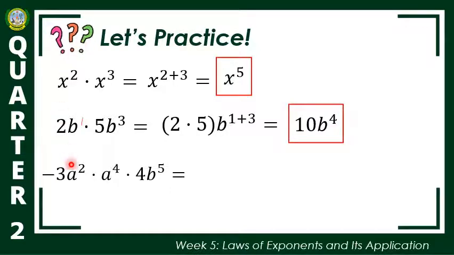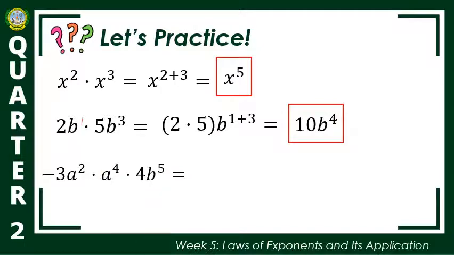Next. So, what if we have negative 3a squared times a to the 4th power times 4b to the 5th power? So sabi ko nga po, isa-separate po natin yung mga numerical coefficients. So we have negative 3 times, we have 1 here.